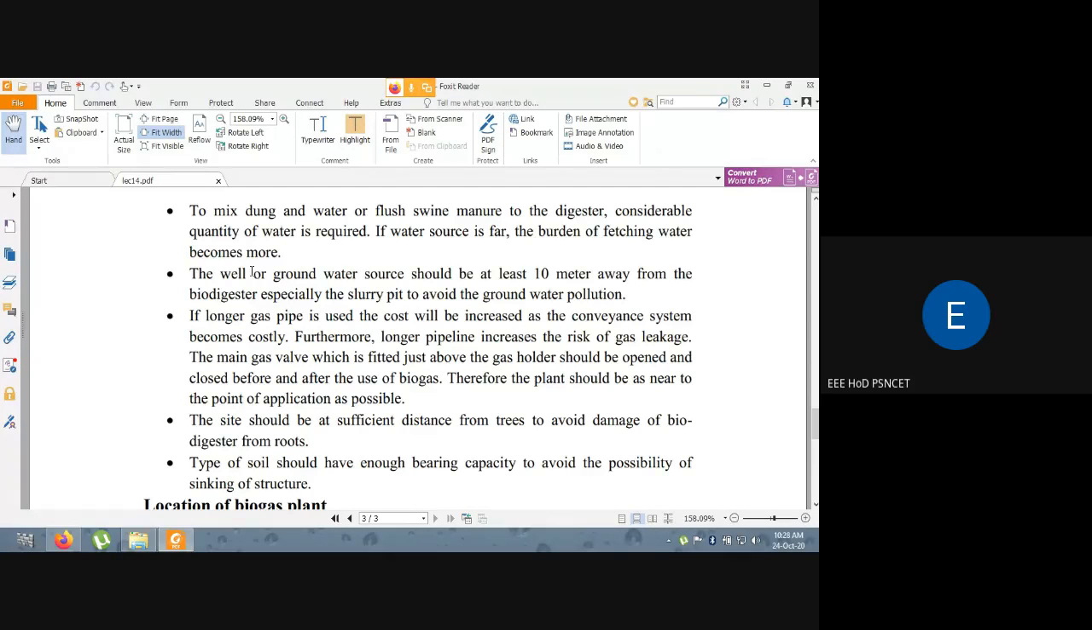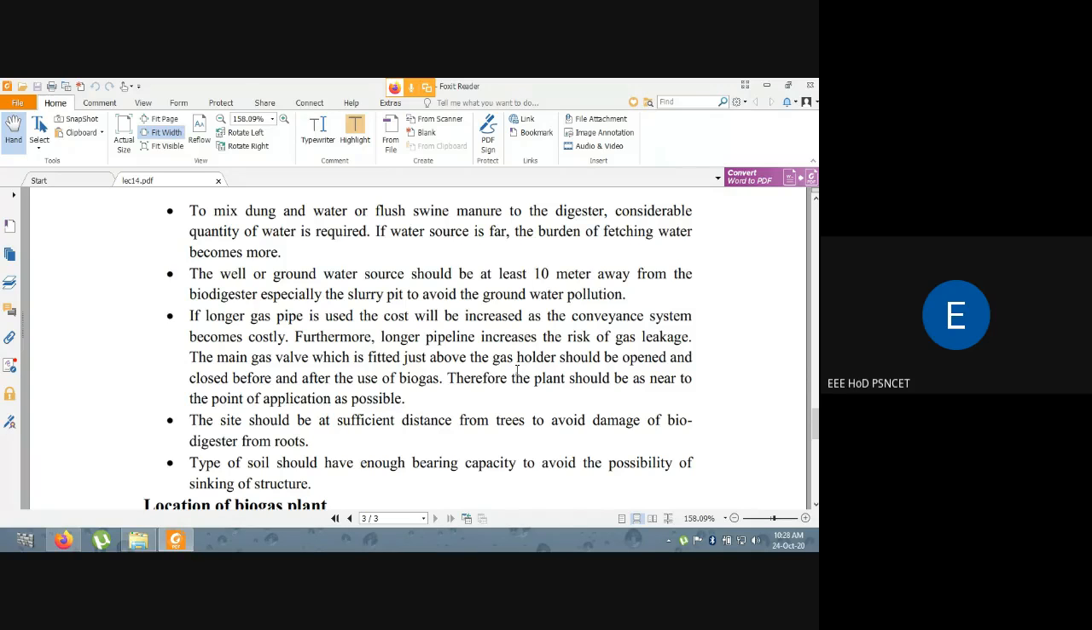Okay, so at least a 10-meter distance should be there between this digester and the pond or well. If a longer gas pipe is used, the cost will increase as the conveyance system grows. So it becomes costly, and longer pipes also increase the risk of gas leakages. So the usage section should be as near as possible to the production area.